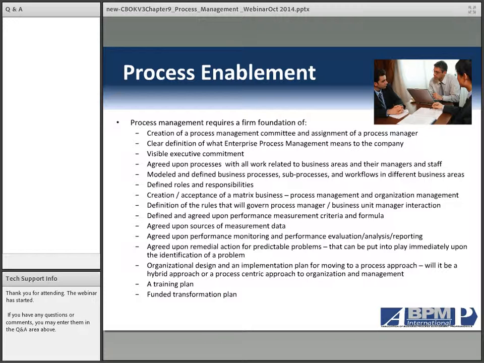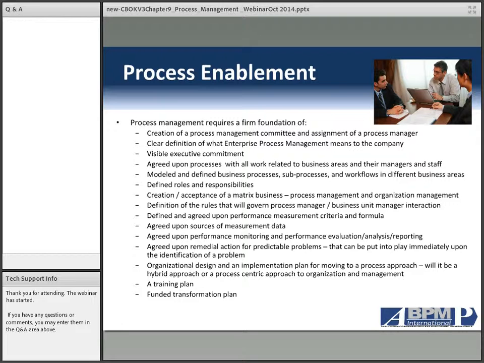The other thing that is absolutely critical, and I'm not going to go through the whole list here, I'll be happy to send you a copy of the slides, or you can get them through the ABPMP website. But you'll see that we have several different things that deal with rules of governance, and different ways to look at performance measurement: the criteria, the formula, the data, those things that you need.